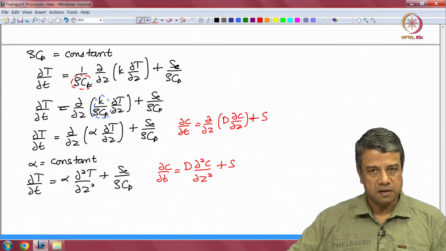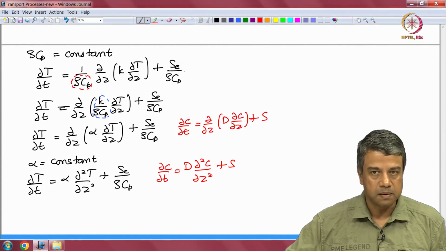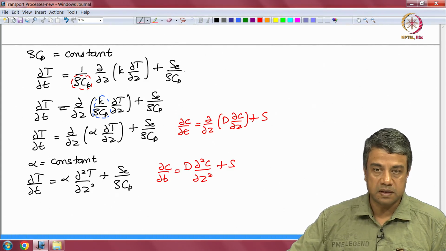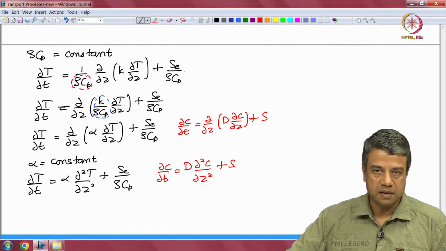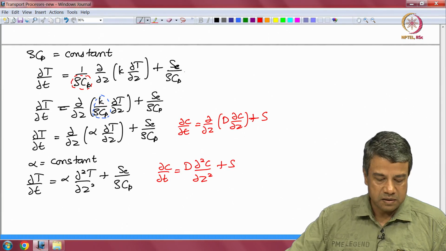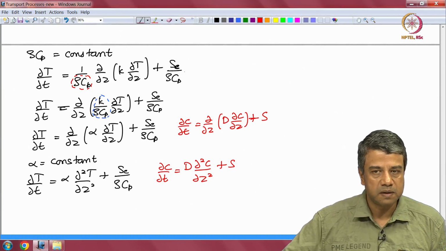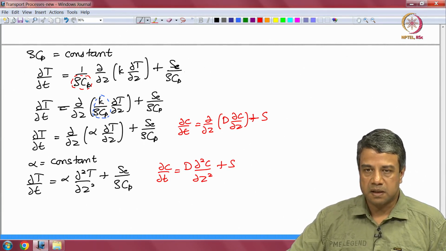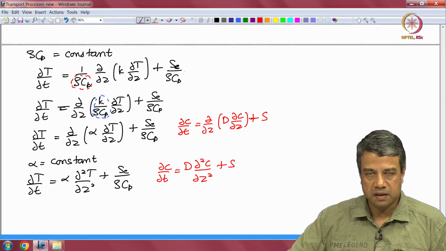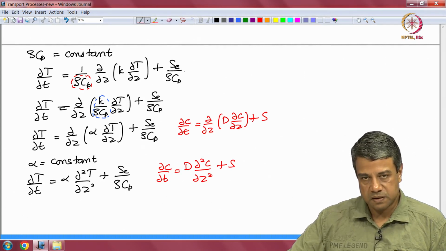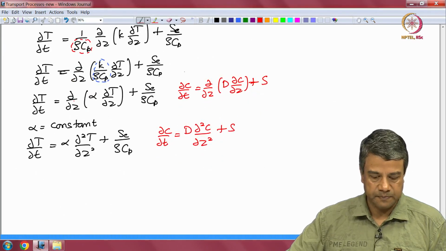If rho Cp is a constant, I told you that in most situations rho Cp is actually a constant. For example, for air between 0 and 100 degrees centigrade, it varies by only about 1%. In liquids like water, it varies much less, by about 0.1%. So, then I can take rho Cp out and I get an equation which is exactly similar to the mass conservation equation, except temperature is substituted for concentration, thermal diffusivity for mass diffusivity, thermal energy source for mass source. And if the diffusivity is also a constant, then it simplifies even further.